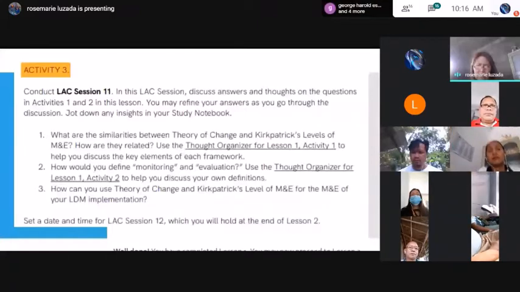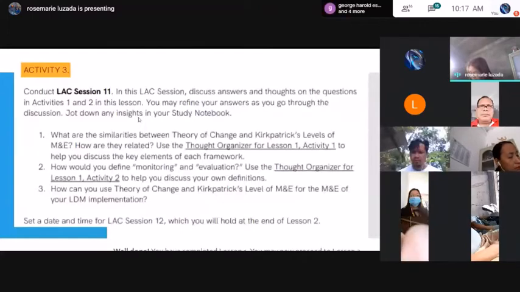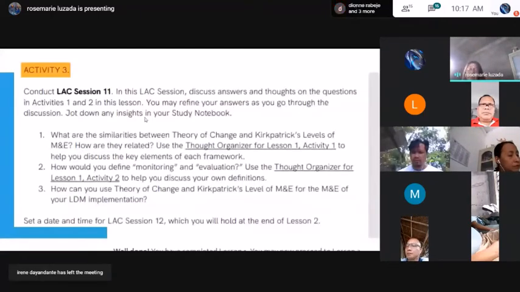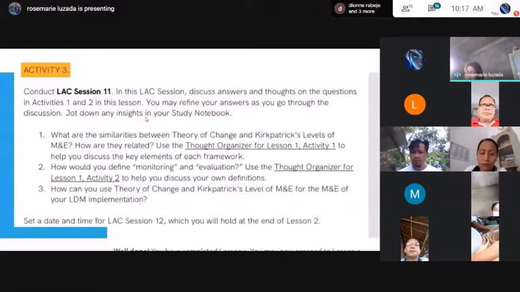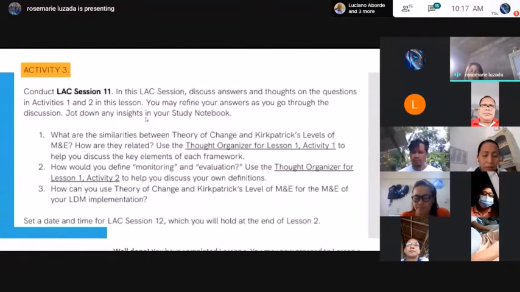Okay, what are the similarities between theory of change and Kirkpatrick's level of monitoring and evaluation? Both theory of change and Kirkpatrick's level of monitoring and evaluation can be used in solving a problem. Both have goals to achieve. Both undergo the process of monitoring and evaluation, looking at the things that have happened.